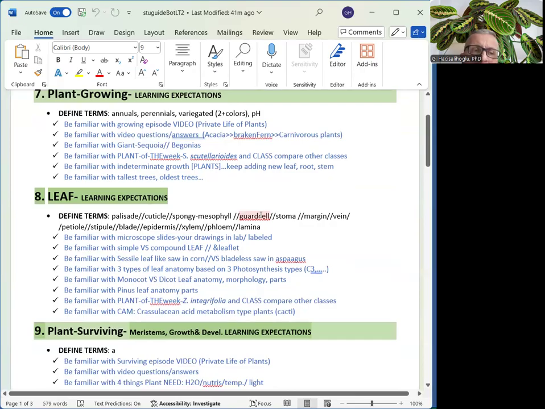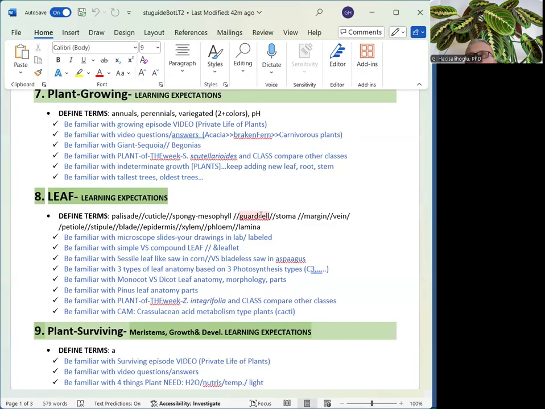Lab 8 was about leaf. Leaf is very, very important because it has an impact on many things plants do, including photosynthesis, which is the most important reaction on the biosphere. So be familiar with leaf morphology and leaf anatomy, like palisade mesophyll, cuticle, spongy mesophyll, guard cells, stomata, margins, veins, petioles, tubules, blade, epidermis, upper epidermis, lower epidermis, xylem, phloem, and lamina. These are just some of the vocabulary listed here. So leaf is very, very important.